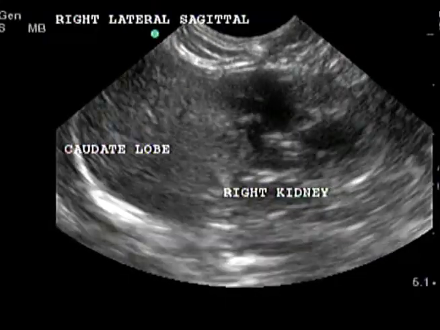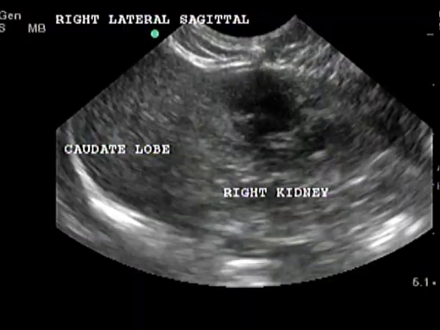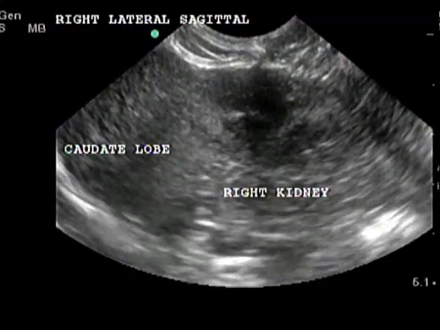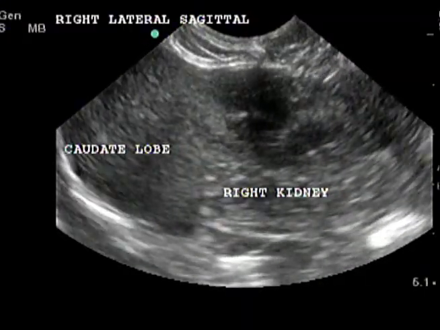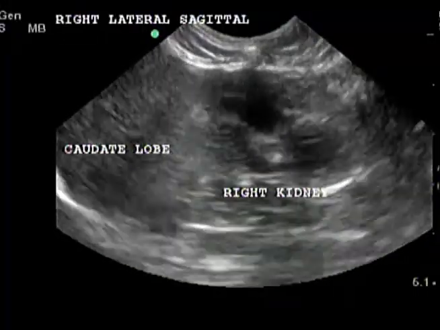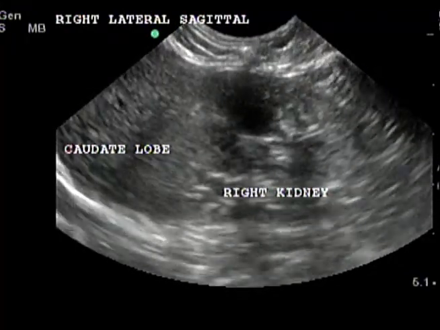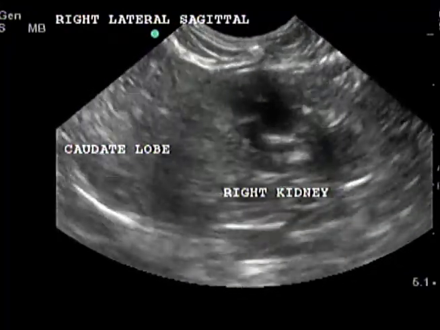In dogs, the stomach often blocks the view of the caudate liver lobe from a ventral sagittal position. The caudate liver lobe is best seen in a right lateral sagittal view. The right kidney lies in contact with the renal fossa of the caudate liver lobe in dogs.